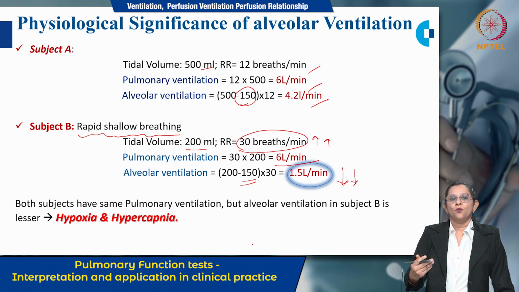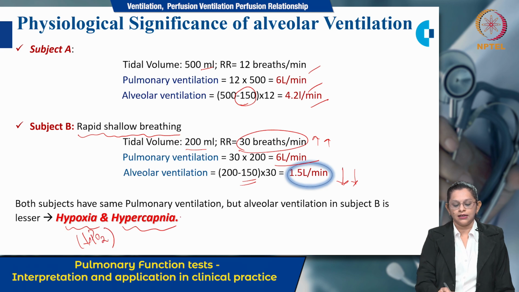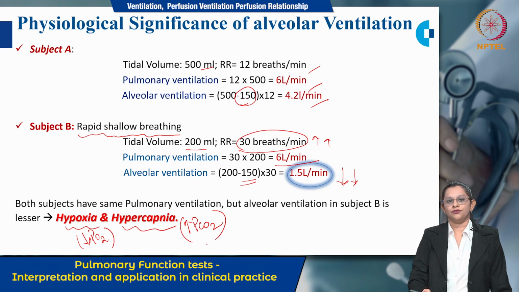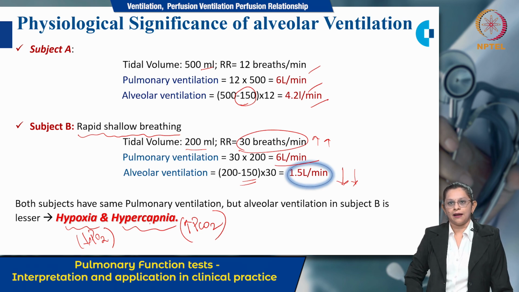Why? Because whenever the air inside the alveoli is reduced, the oxygen content in the blood will also be reduced because there is a decrease in the diffusion of gases across the alveoli. So, such patients will tend to have hypoxia and hypercapnia. Hypoxia is a decrease in the arterial oxygen content, and hypercapnia is an increase in the arterial carbon dioxide concentration. So, in patients with rapid shallow breathing, there is a high possibility of hypoxia and hypercapnia.